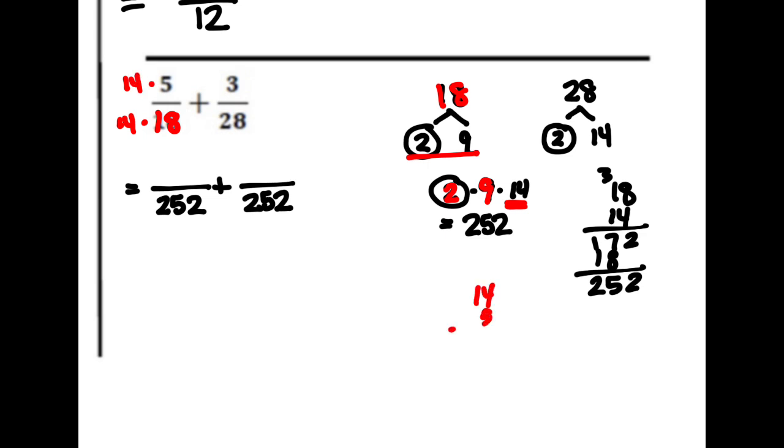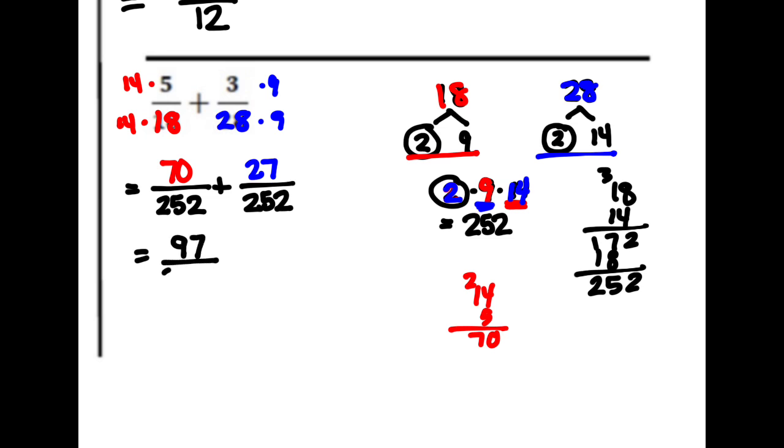Okay, so 14 times 5 is 70. Okay, 28 is here, which is 2 times 14, which is here. It's missing the 9. So I times by 9. I get 27. Add straight across the top. You get 97 over 252. And I don't believe that simplifies. We're just going to say it doesn't.